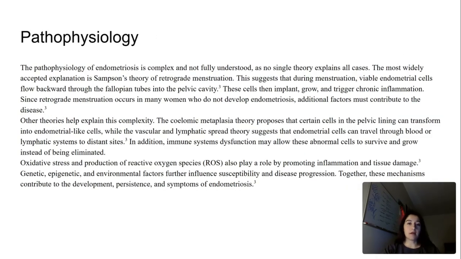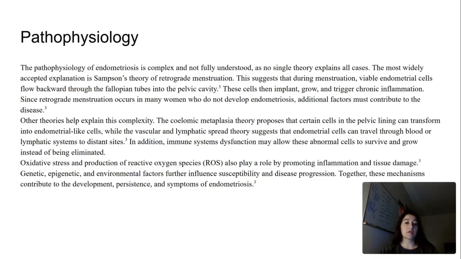So the pathophysiology of endometriosis: this disease is not fully understood, and there's not a single theory that explains all cases together. But what is most widely accepted is Sampson's theory of retrograde menstruation. So this just suggests that during menstruation, viable endometrial cells flow backwards through the fallopian tubes into the pelvic cavity. So these cells then implant, grow, and trigger chronic inflammation.